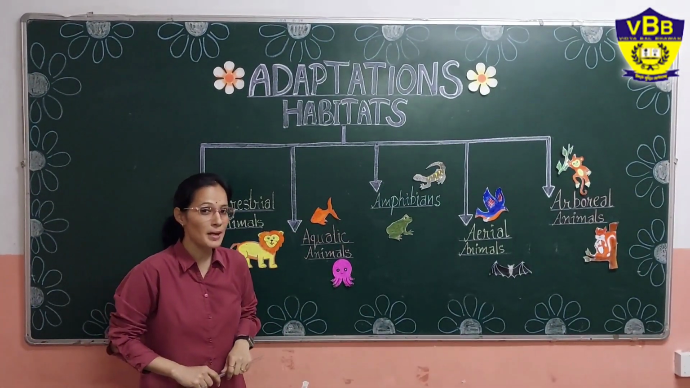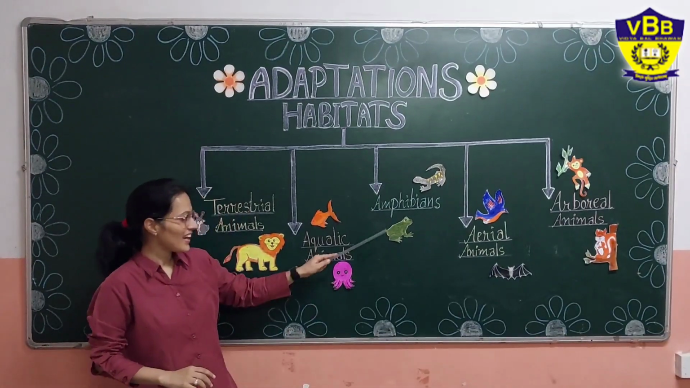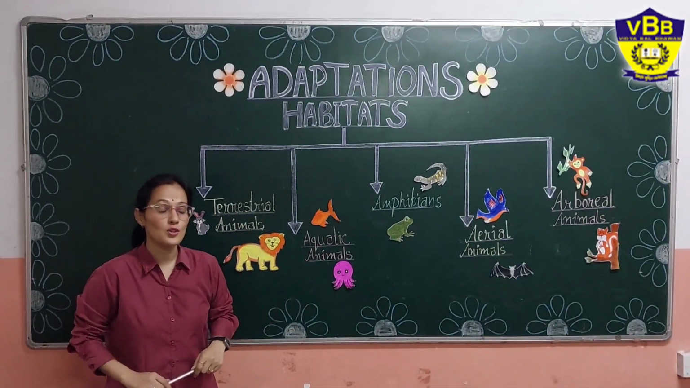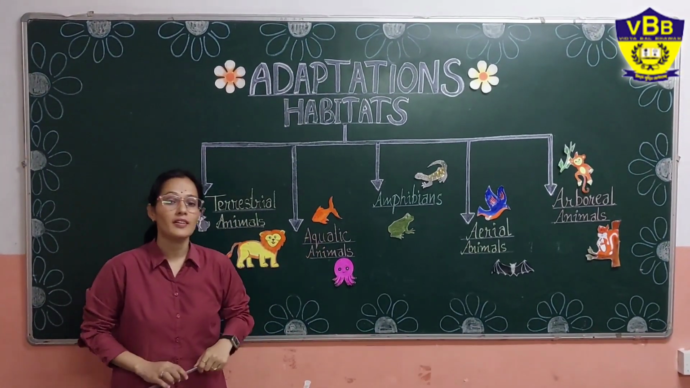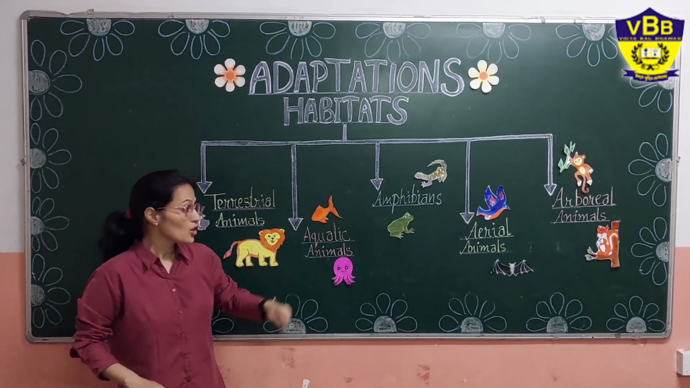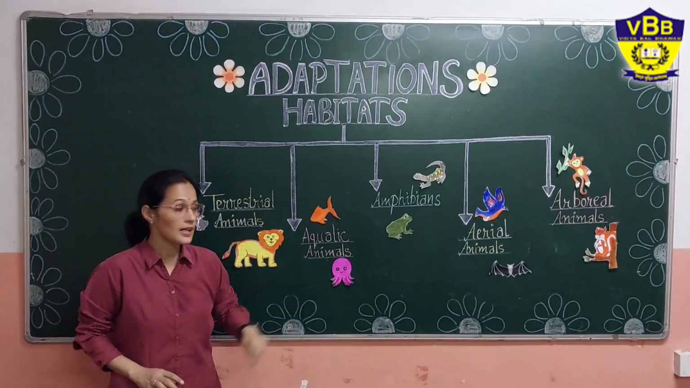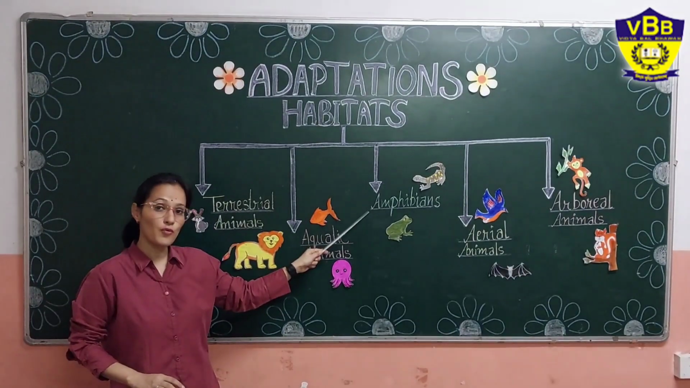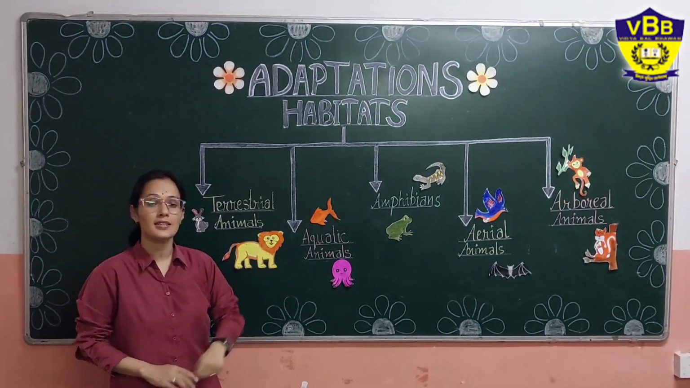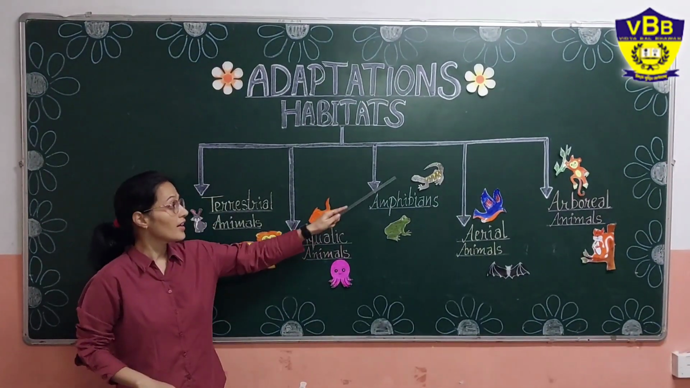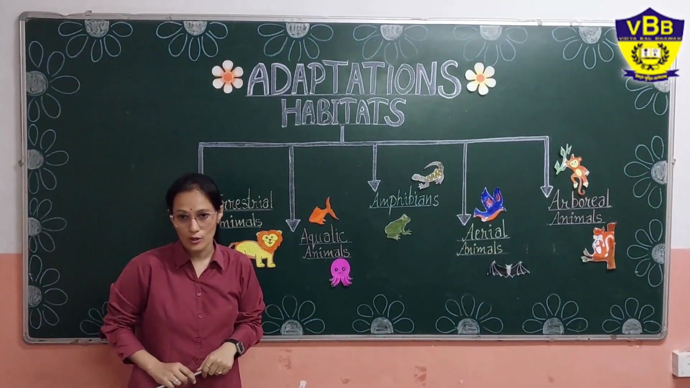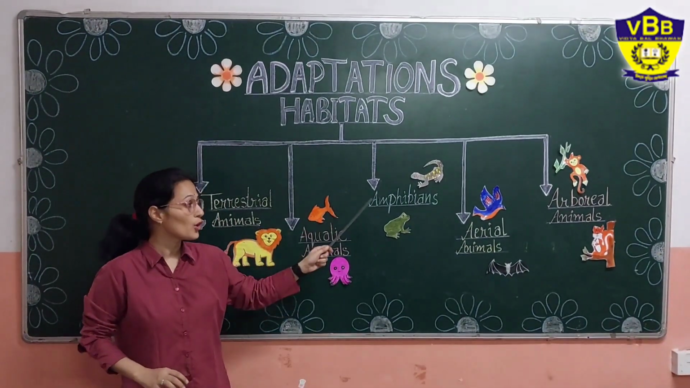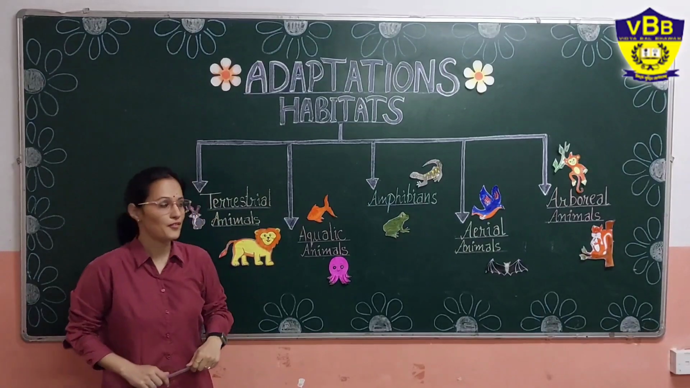Can you give me one more example? Very good. Yes, toad. A toad is also an amphibian. All the varieties of frogs who live in water as well as on land are considered amphibians. And there are different varieties of salamander also. Those are also included in the category of amphibians.